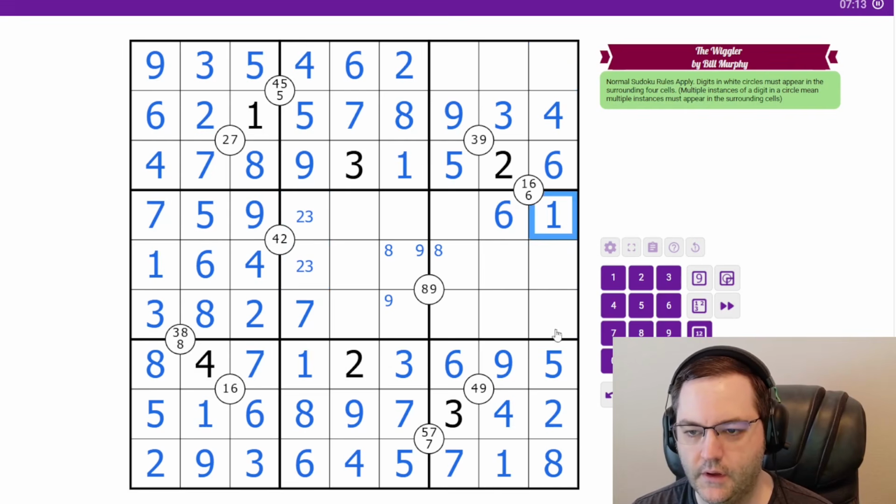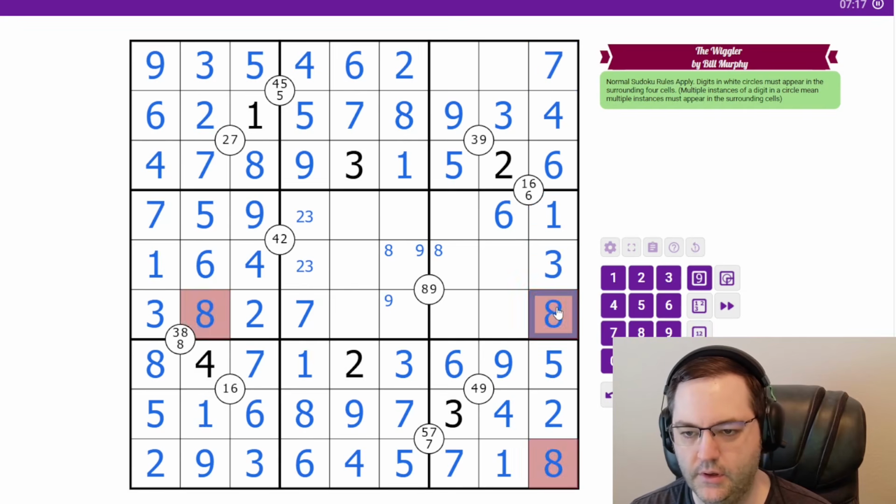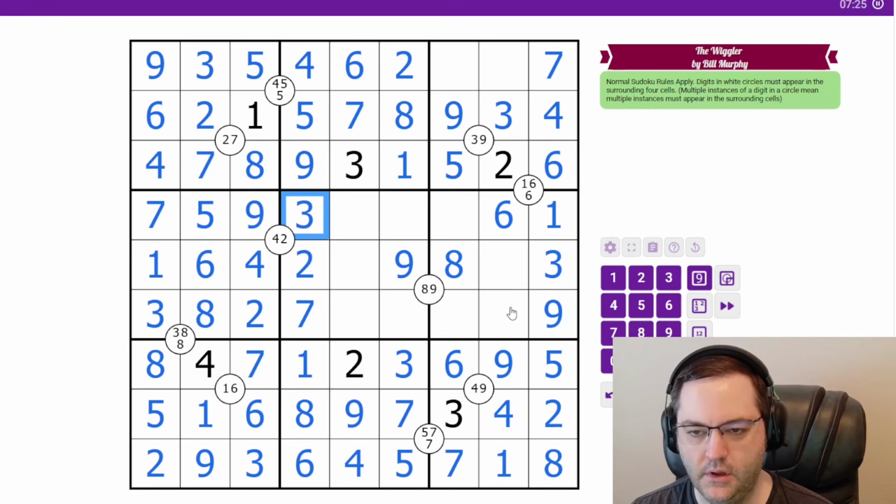1, 7, 8 at the top, and we have 1, 8 there. So that means these are 3 and 9, and that's finally going to resolve this. And now this is the only place for 8. The 3 resolves to 3. And we should be wrapping up at this point.